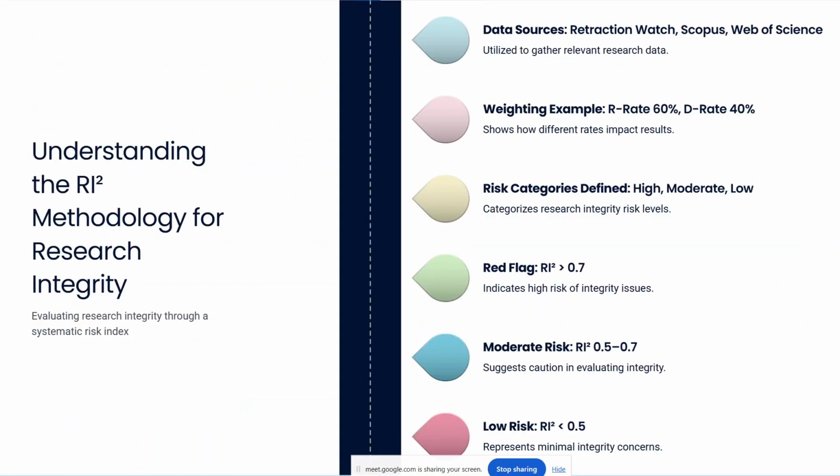Now, how is this RI square calculated for all universities and institutions? I hope you know the Retraction Watch database. No, sir? Okay, you can just note it down.